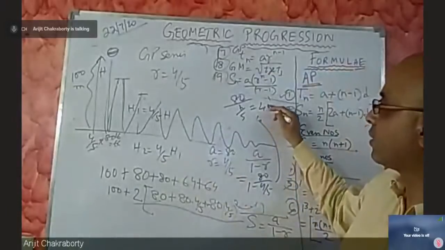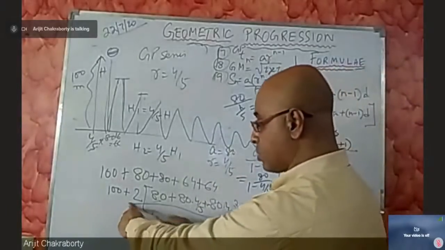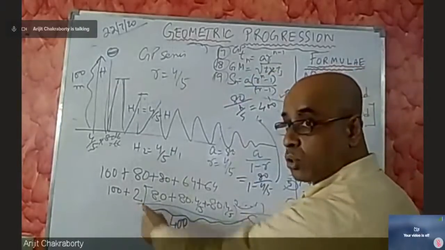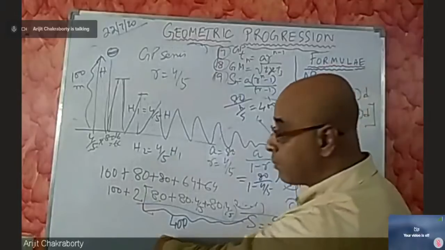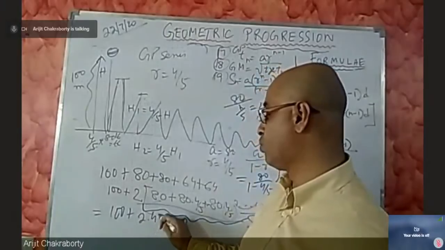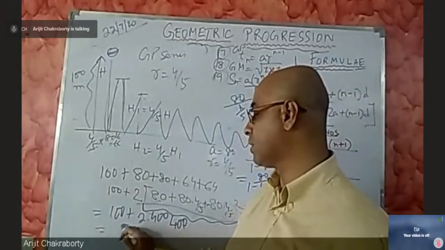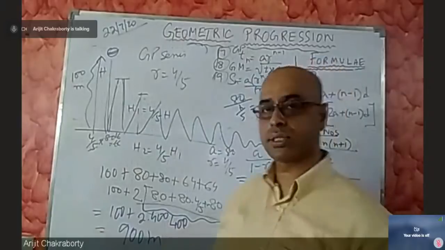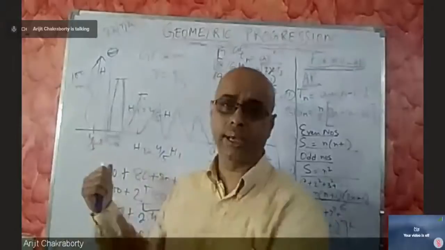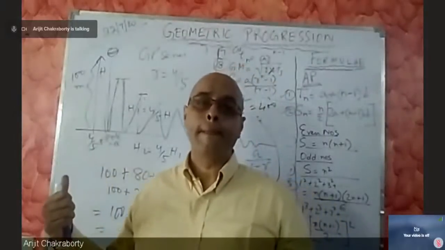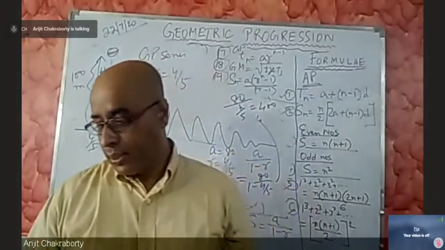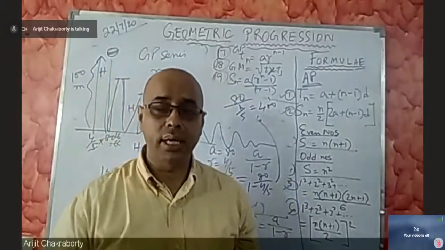So this is 400. But you have 2 outside. So 2 into 400, that is 800, plus this original 100. So 100 plus 2 into 400 is 100 plus 800, that is 900. The answer is 900 meters, assuming it's an infinite GP. Fine. So this was, I think, a classic example.